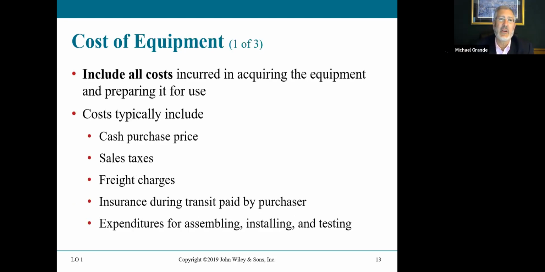Equipment costs, for example, include all costs incurred in acquiring the equipment and preparing it for use. Costs typically include the cash purchase price, sales tax paid on it, freight charges to bring that piece of equipment to the plant, insurance during transit paid by the purchaser, and expenditures for assembling, installing, and testing. So again, you can see all costs associated with getting that asset ready for its intended use are included in the cost of the equipment, the asset. Those things are not expenses.